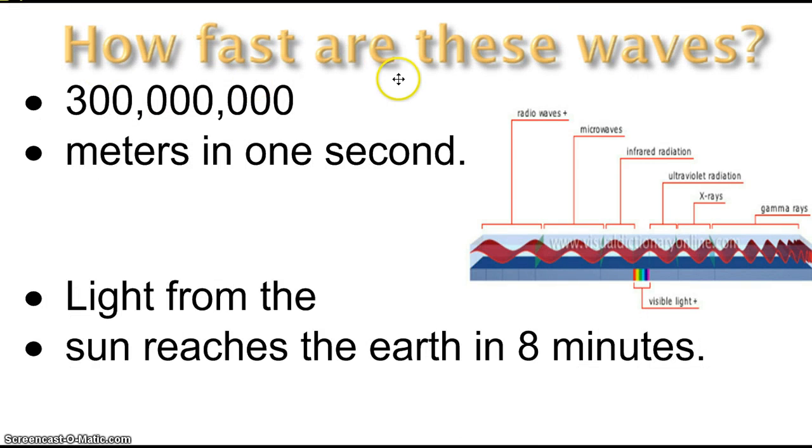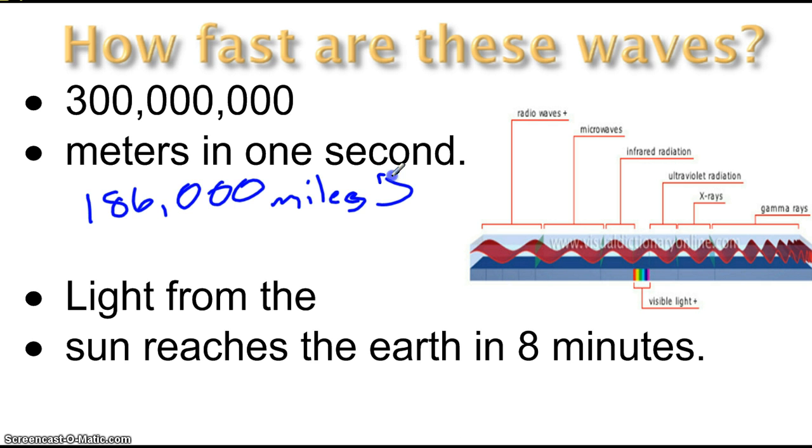How fast are these waves? I mean, kind of ridiculous fast. 300 million meters in 1 second. And to put it in miles per hour, that's 186,000 miles in 1 second. Whoop! 1 second. I mean, that's like 7 times around the Earth in 1 second. Imagine how fast that is.